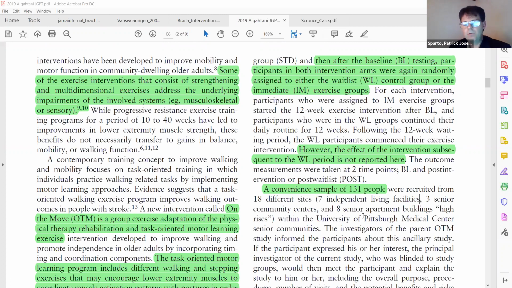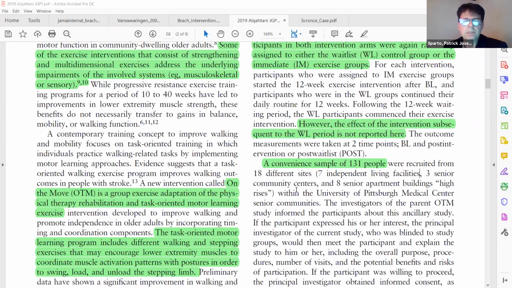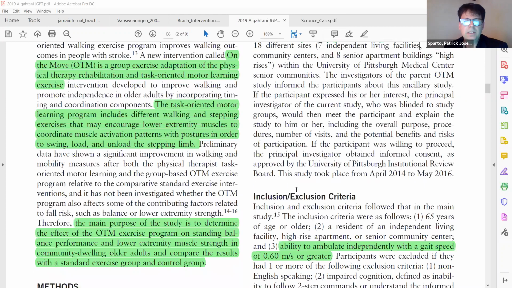So we had a really nice, in effect, control group to see what would happen with people who did not immediately begin to participate in the exercise program. And you'll see when we get to the results how important it was to have that.